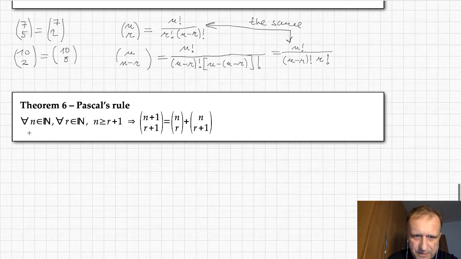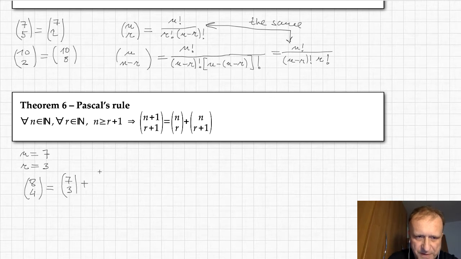To give you an example of such a situation, let us use n equals 7 and r equals 3. Okay, so it says that n plus 1, which is 8, choose r plus 1, which is 4. So 8 choose 4 should be equal to n choose r, which is 7 choose 3, plus n choose r plus 1, 7 choose 4. So it says that the binomial coefficient 8 choose 4 is the sum of two binomial coefficients which have 7 on the top, and one has 3 and one has 4.